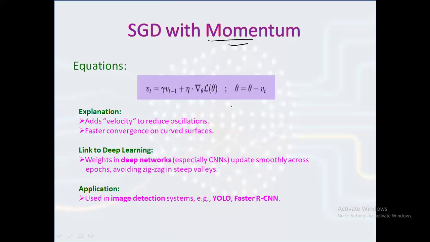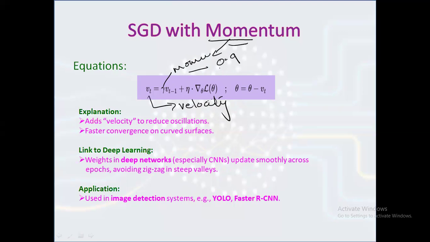In this equation, Vt represents the velocity, and gamma is the momentum coefficient of the gradient. The value of gamma is about 0.9.